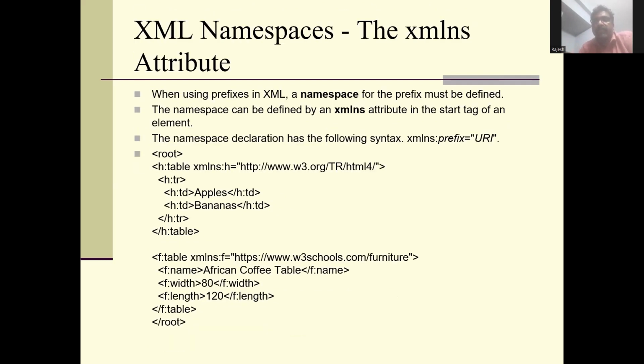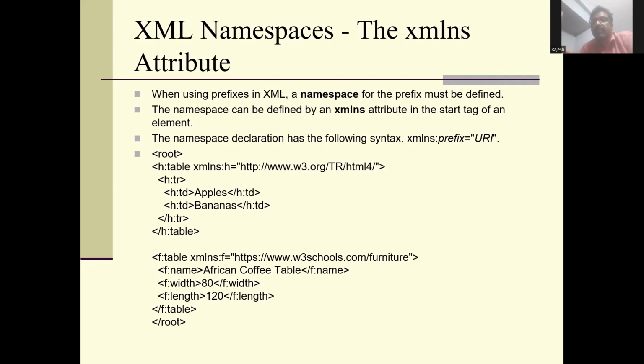So when using the prefixes in XML, the namespace for the prefix must be defined. A namespace can be defined by the attribute xmlns, the XML namespace. This attribute should always be in the start tag of an element. Suppose a particular element will cause a name conflict, at that time you can use this xmlns.